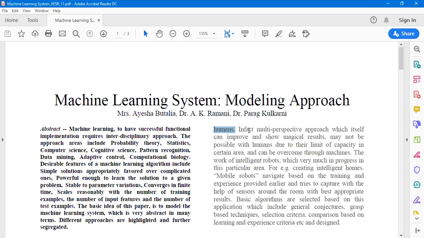So basically reinforcement learning is an area of machine learning concerned with how software agents ought to take actions in an environment in order to maximize the notion of cumulative reward. Okay, so reinforcement learning is one of the three basic machine learning paradigms alongside supervised learning and unsupervised learning.